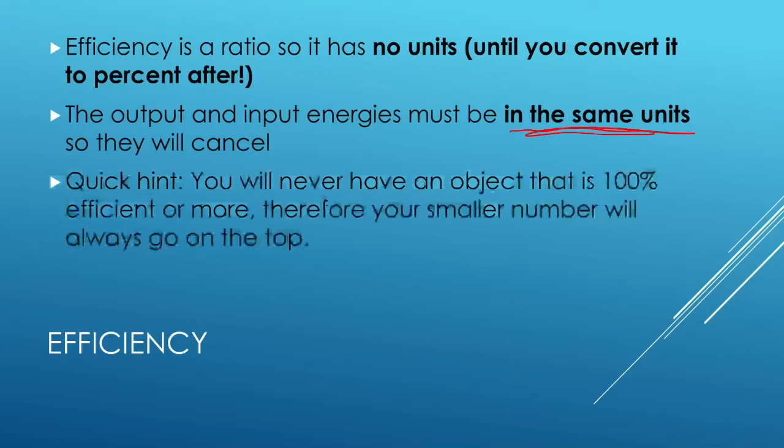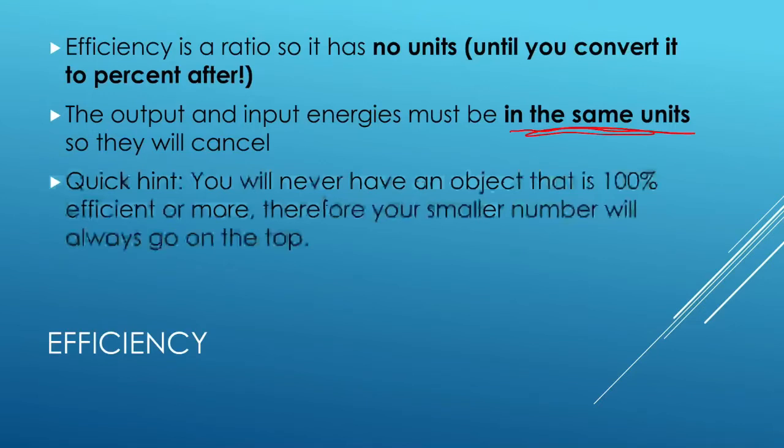And just a little hint, because sometimes people are like, I don't know what the input is, I don't know what the output is. You should never have more than 100% efficiency. You won't even ever have 100% efficiency. Even the most efficient things in our universe are not 100% efficient, right? A bicycle is one of the most efficient machines, and that's still only in the 90 percentile.